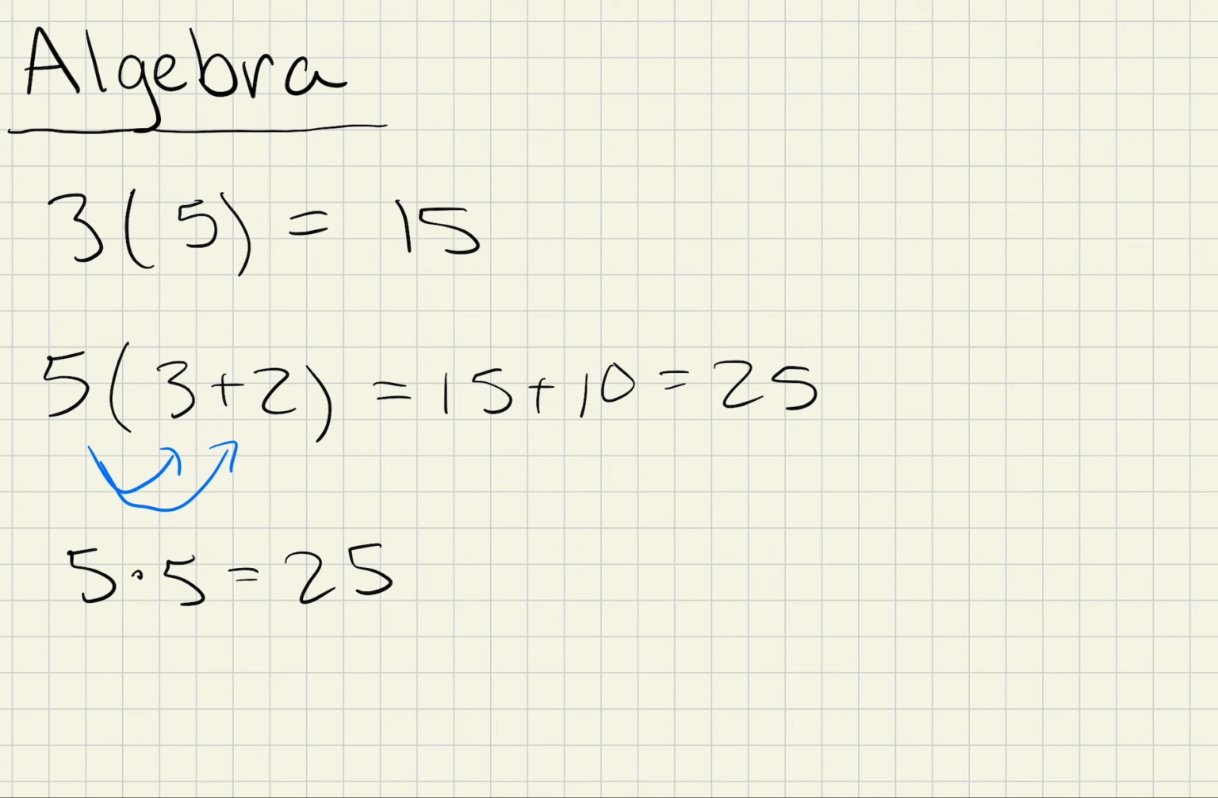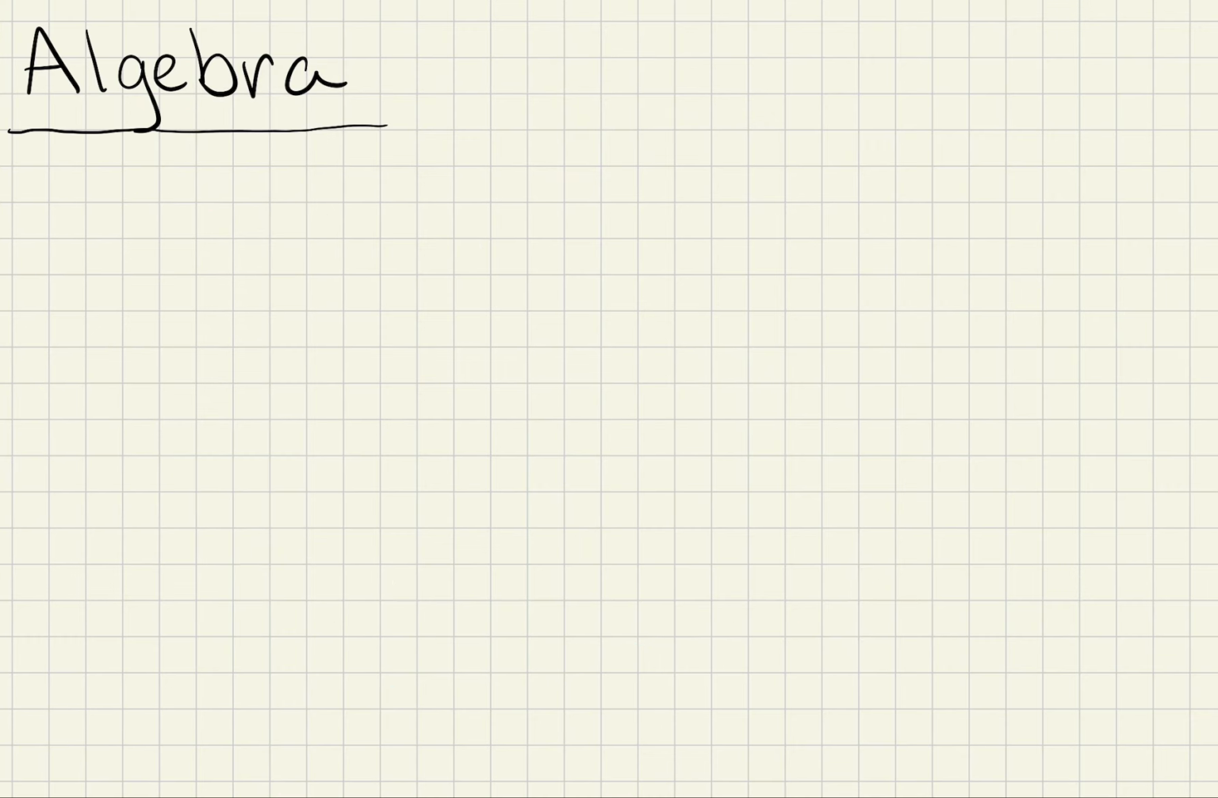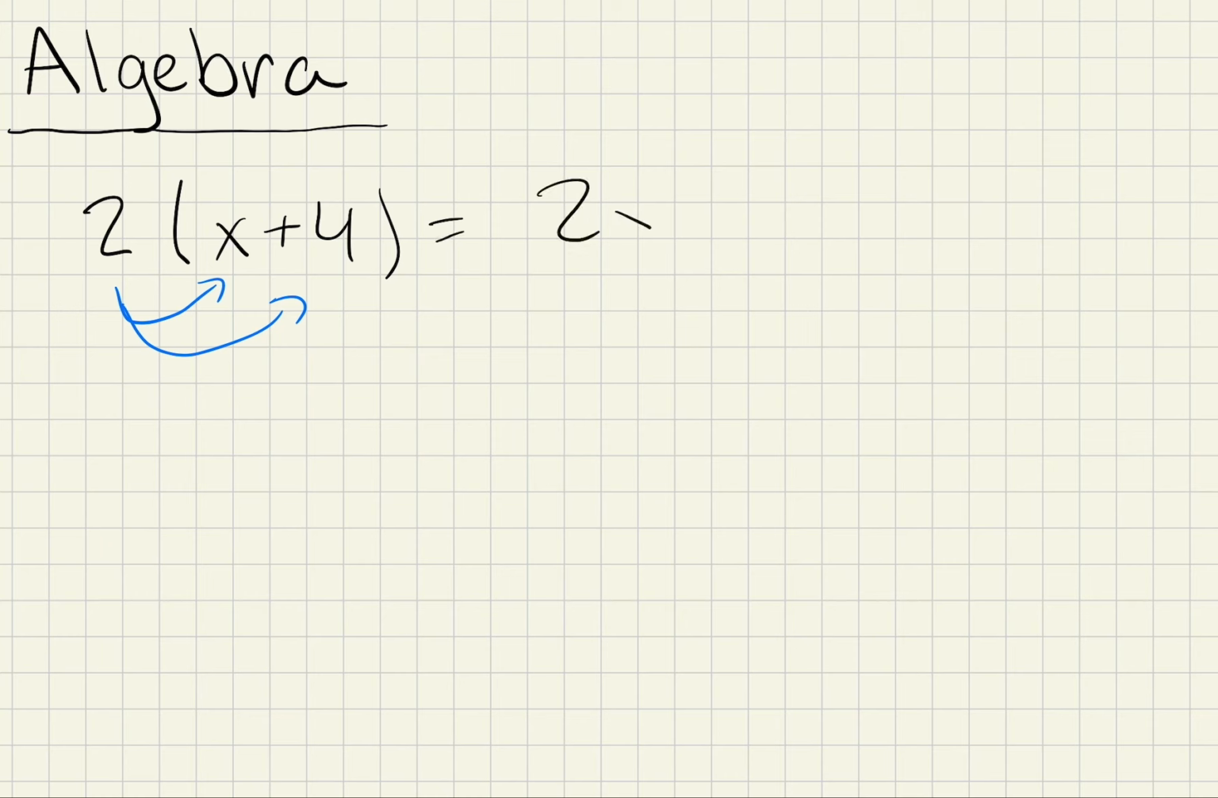So let's go ahead and look at a couple more examples here. Let's go ahead and throw our variables in now as well. So we're going to do 2 times x plus 4, and again, we multiply that 2 to both the x and the 4. So here we get 2x plus 8.